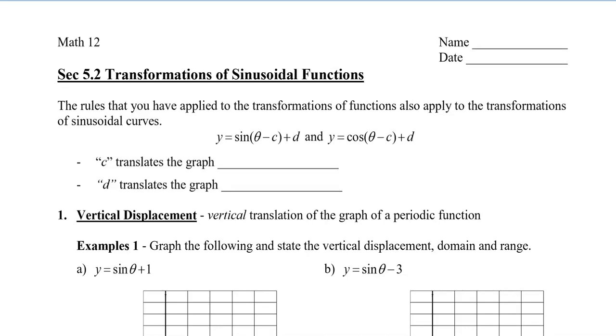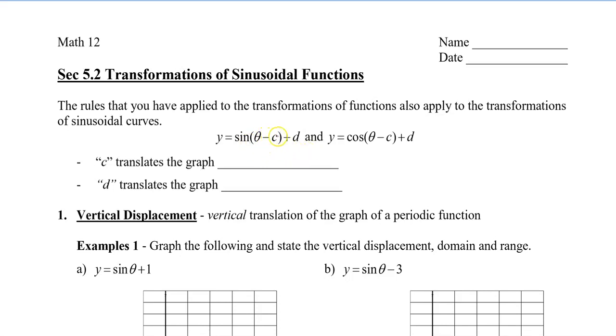In this video, we're going to take a look at how vertical displacement and phase shift affect sinusoidal functions. And then we're going to combine all the transformations of amplitude, period, phase shift, and vertical displacement and see how they affect the sine and cosine curves as well. All right, so to begin, let's take a look at what C and D do.